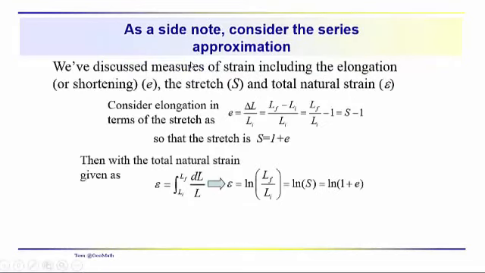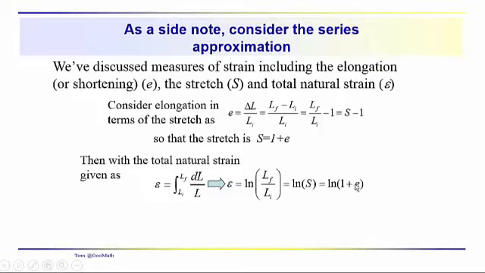Okay, we're going to pop off on a tangent here for a minute and just talk about series approximations for this term, just to bring back in some things we talked about earlier on. So we have the elongation defined as the stretch minus 1, or the stretch is equal to 1 plus the elongation. And we also have that the total natural strain is the natural log of the stretch, natural log of S, which would be equal to the natural log of 1 plus E.